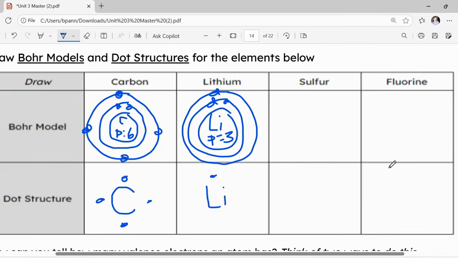For sulfur, we need to make it a little bit smaller so that it's going to fit. Sulfur has 16 protons, which means it also has 16 electrons. Let's go ahead and draw our first energy level. This is our nucleus, and then energy level number 1. We're going to draw our first 2 electrons here, electrons 1 and 2. Then we'll draw our next energy level right around that.